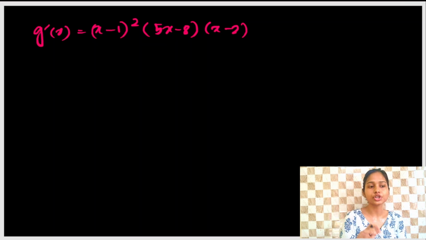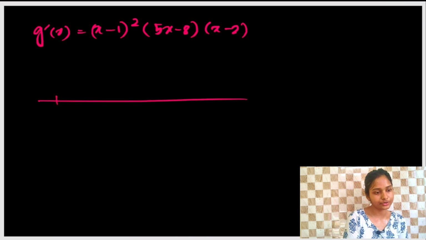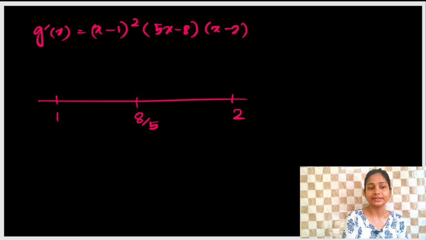Okay, so this function may change the values at 1, 8 by 5 and 2. So let me draw that. This is 1, this is 8 by 5 and this one is 2. So before 1, what will happen? This one will always remain positive, but these two will be what? Negative. So this one will be negative into negative means positive, so this one will be positive.